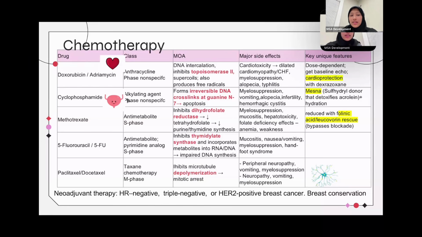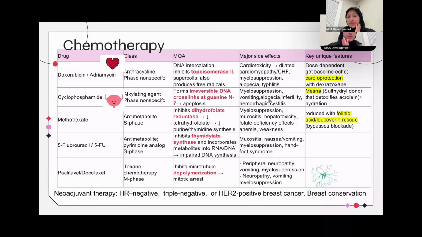Cyclophosphamide is an alkylating agent, which means it adds alkylating groups to the DNA and literally damages the cancer cells. Phase non-specific, it acts on all phases of the cell division. I put a bladder here. So this alkylating agent puts an alkylating group and it cross-links guanines to each other. Just know that it's irreversible, so it destroys the cells and results in apoptosis.